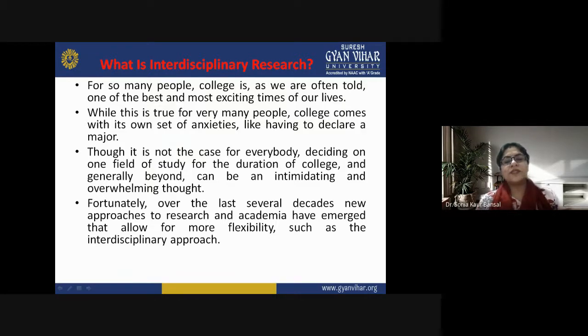One field of study has to be chosen during the college duration, and generally, going beyond can be an intimidating and overwhelming thought. There are many thoughts related to that. Fortunately, over the last several decades, new approaches to research and academia have emerged for students that allow for more flexibility, such as the interdisciplinary approach. This type of approach actually avails you more opportunities regarding a particular field of study or research.